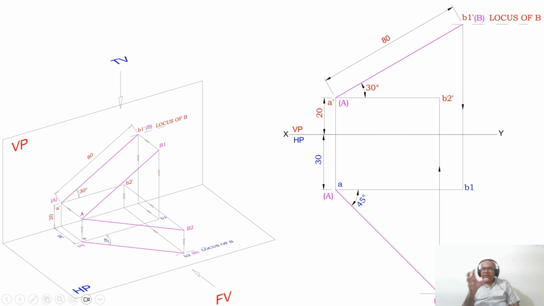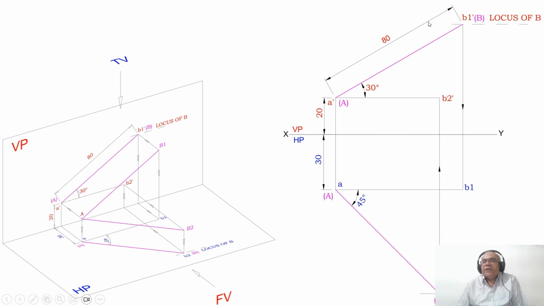Once you get the locus of B in the top view and front view, why should I get them? Because now I need to find the front view and also the top view. I have got AB1 as the top view length and A dash B2 dash as the front view. But due to the presence of the locus of B in the top view, B1 will not be in front of VP by 30 mm, but B1 will be in front of VP by this distance.